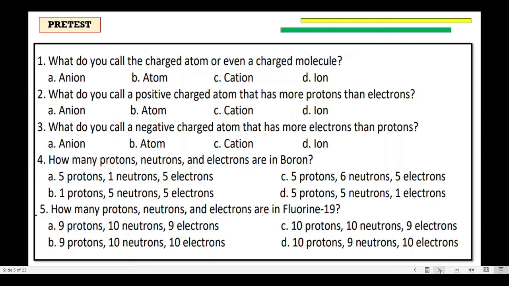Number 5. How many protons, neutrons, and electrons are in fluorine 19? A. 9 protons, 10 neutrons, 9 electrons. B. 9 protons, 10 neutrons, 10 electrons. C. 10 protons, 10 neutrons, 9 electrons. D. 10 protons, 9 neutrons, 10 electrons.